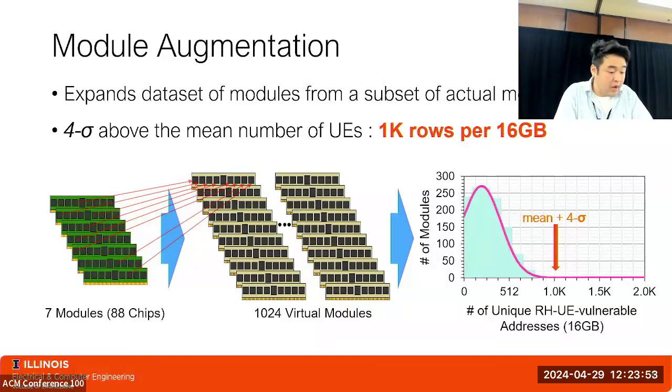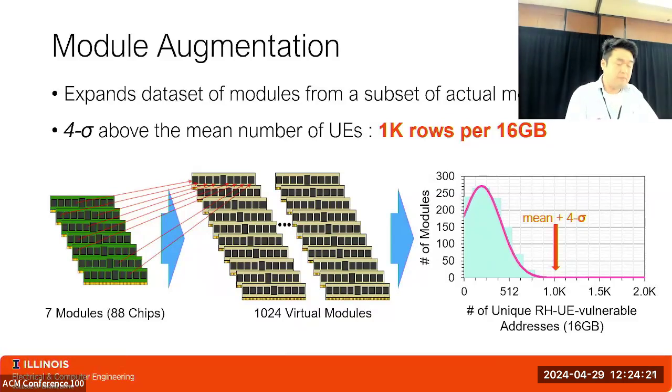The figure on the right presents the distribution of the number of unique Rowhammer-induced uncorrectable errors from these virtual modules. They show that the +4 sigma value represents only 0.05%. Based on this empirical analysis, we assume that there are 1,000 vulnerable rows in a 16 GB DRAM module for the last evaluation.